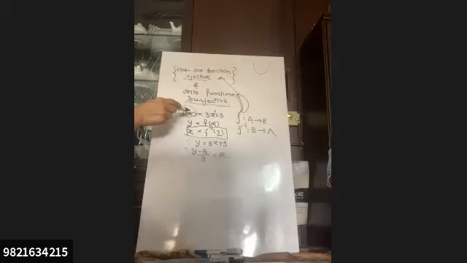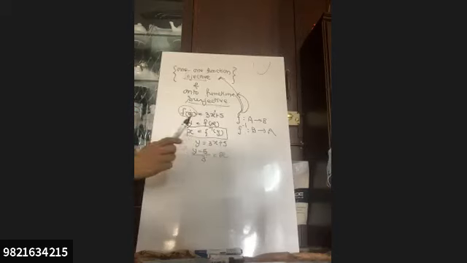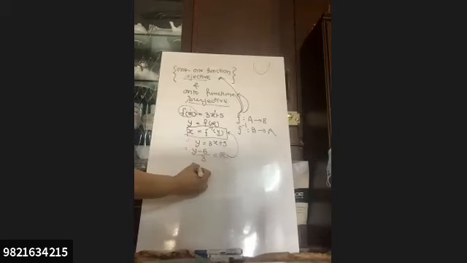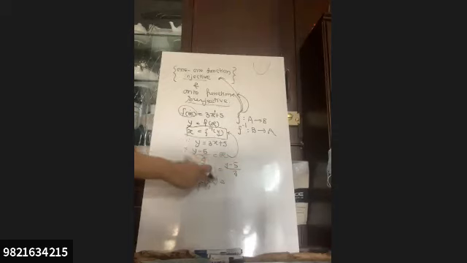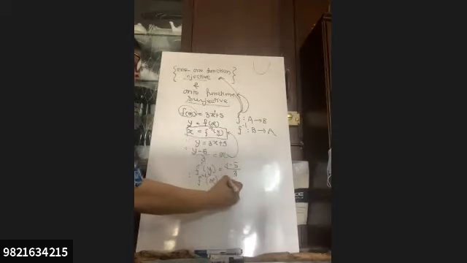Means here my y is the subject. I convert x as the subject of the formula, which you have done at school level. But what is x? F inverse of y is x. So you replace x by f inverse of y, which is y minus 5 by 3. So what will be f inverse of x? You replace every y by x, you get x minus 5 upon 3. So that's my answer.